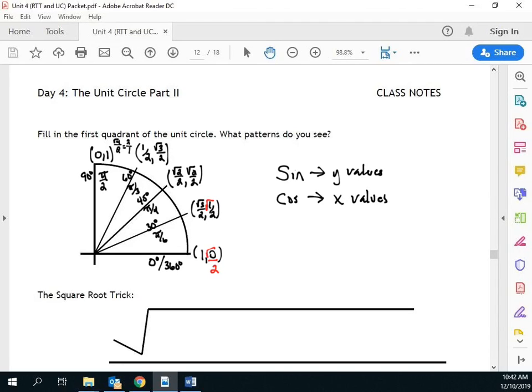So what you guys are doing is you're finding the angle that I'm asking you. Then you go in and say, okay, is he asking sine or cosine? Sine is the y value, cosine is the x value. You just find that certain coordinate and use it. So let's go ahead now.